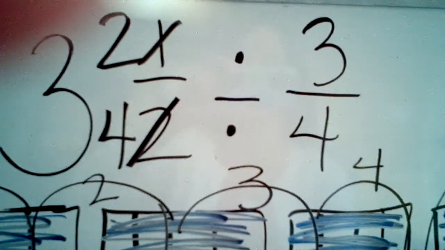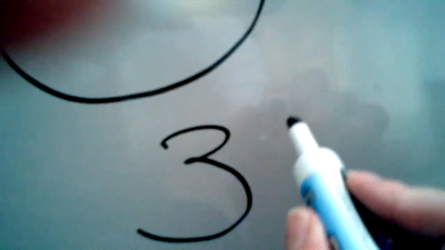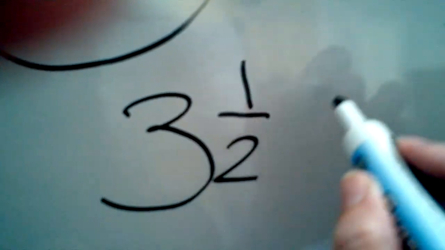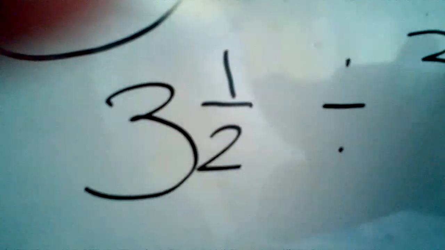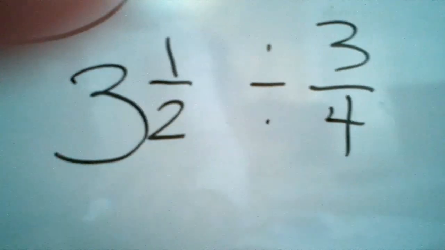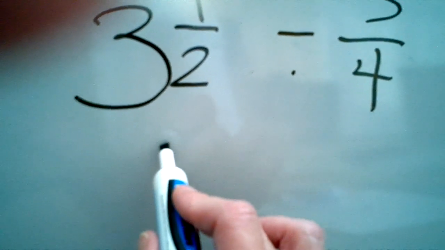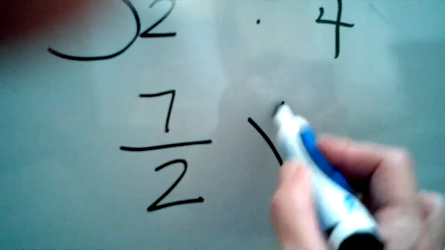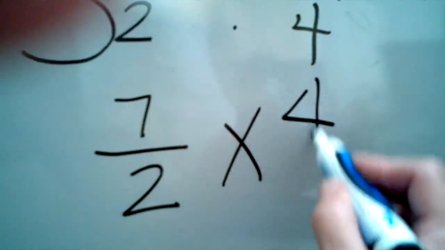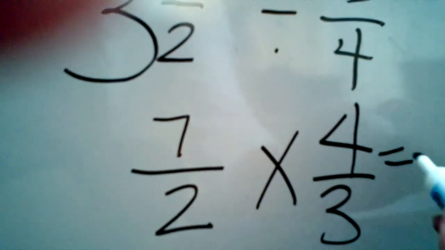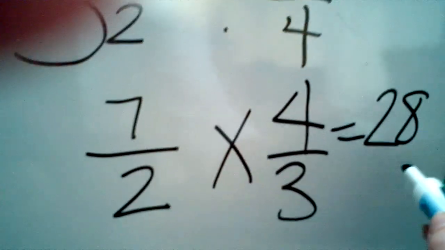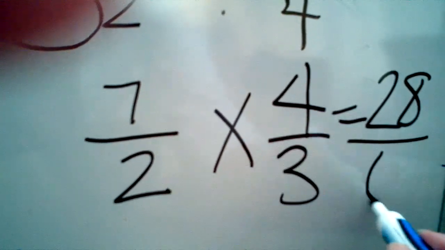To check myself with the keep it, change it, flip it model, we simply come down and say, okay, 3 1/2 divided by 3/4. I'm going to keep my first fraction, which I first need to convert to an improper fraction. 3 times 2 is 6, plus 1 is 7. 7 over 2. I'm going to keep the first fraction, change the sign from division to multiplication, flip the second fraction. 7 times 4 is 28. 2 times 3 is 6.